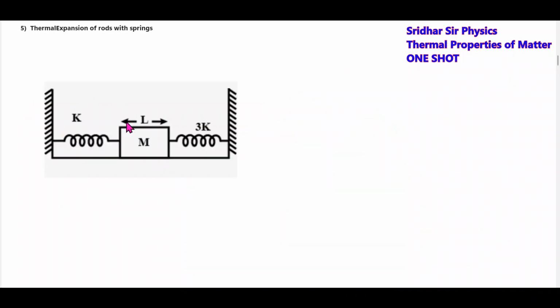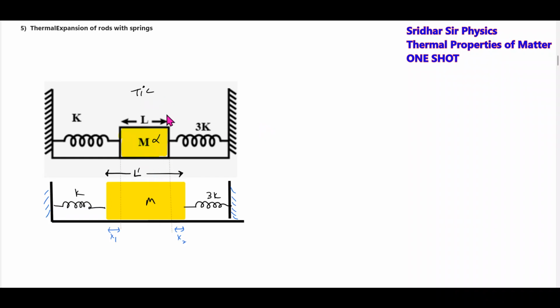Next we have the thermal expansion of this particular block with the springs. The initial temperature, let it be T1 degrees Celsius, and it has length L. Let alpha be the coefficient of linear expansion. This is an object which will undergo thermal expansion. As I increase the temperature, the block will expand, and then definitely the springs will undergo compression. So what is L dash? L dash will be equal to L into (1 plus alpha delta t).